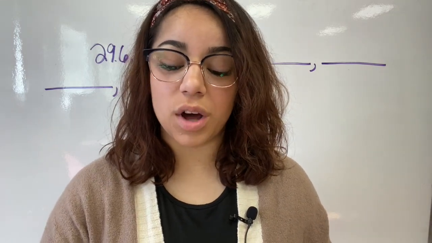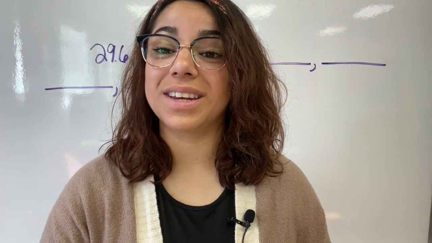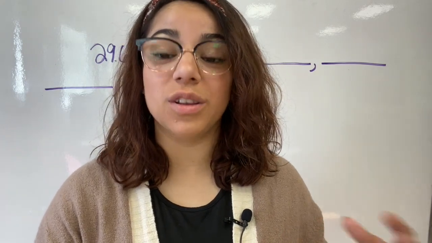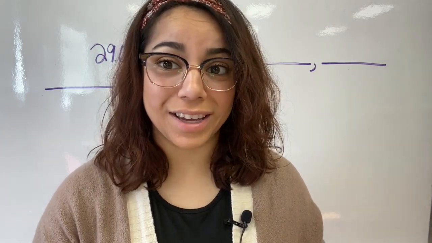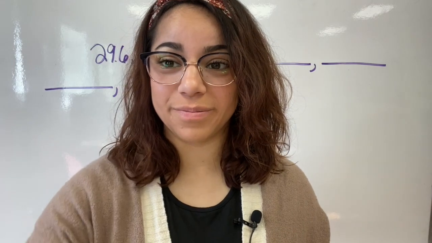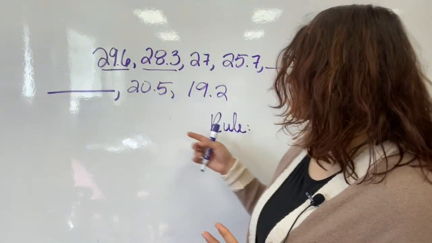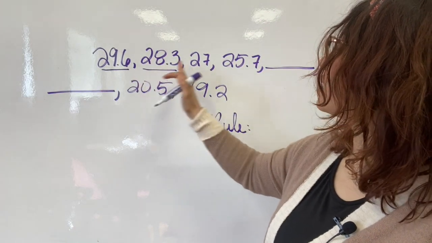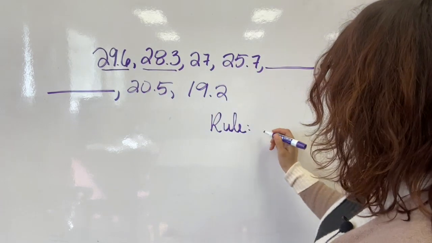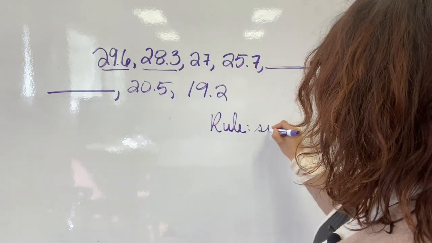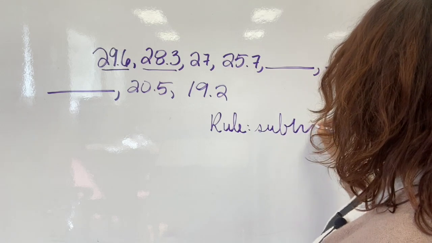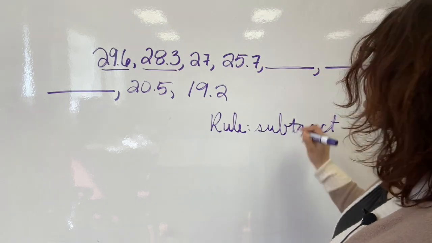On the next line, what operation can be used to describe a sequence that is decreasing or getting smaller? Subtracting or subtraction. I don't know what my rule is yet. All I know is that we're getting smaller. So I know that we're going to subtract, but I don't know by how much.